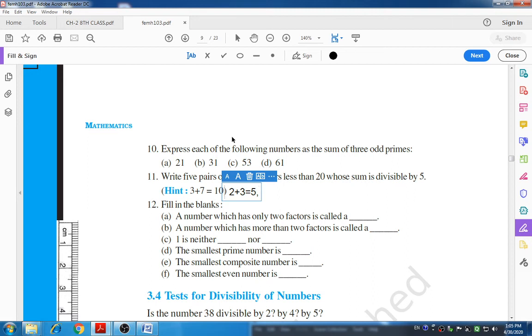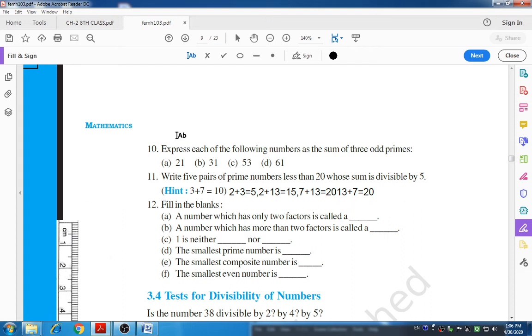So 5 threes are 15. So 2 plus 13 is equal to 15. 5 fours are 20. So 20 will be the addition of 7 and 13. We get here 20. Okay. As like that we can find out the way. Okay, how many pairs are there? 1, 2, 3, 4. We want one more pair. Okay, we can also write 13 plus 7 is equal to 20. So these are the 5 pairs of prime numbers less than 20 whose sum is divisible by 5.